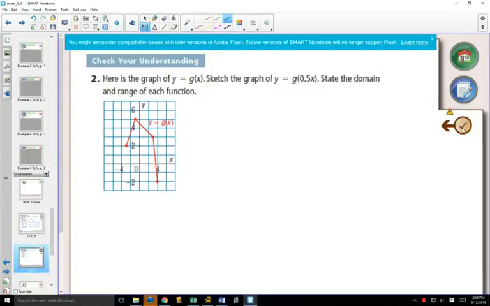So here we have the graph of g of x. We want to sketch the graph of y equals g of 0.5x.